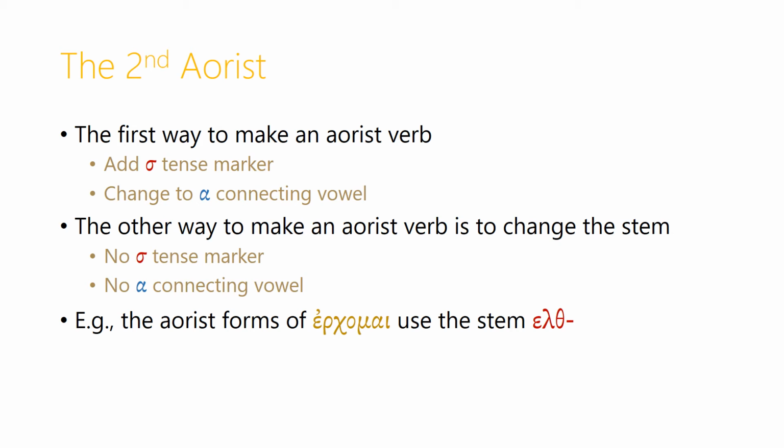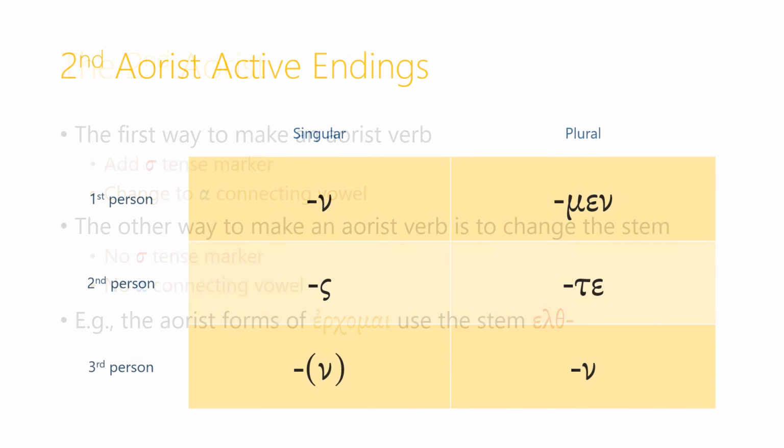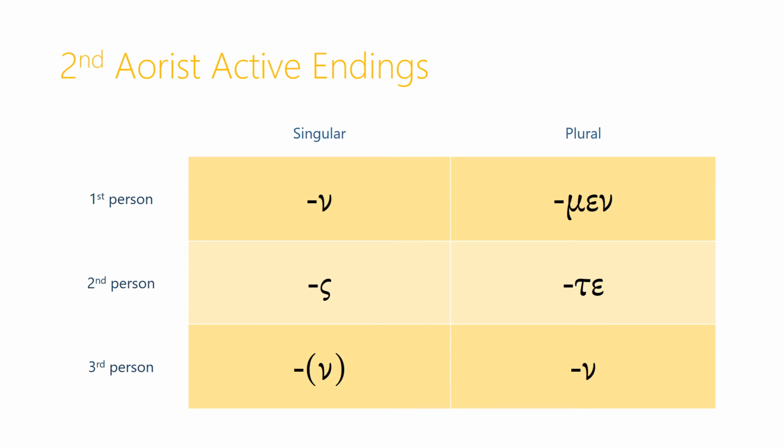the aorist forms of erchomai use not the stem erch, but the stem elth. And we don't need the sigma tense marker to tell us that this is an aorist, because we can see that we've got the aorist form of the verb stem, elth. We use the secondary personal endings for the second aorist, and now we use the nu that's supposed to be there in the first person singular.